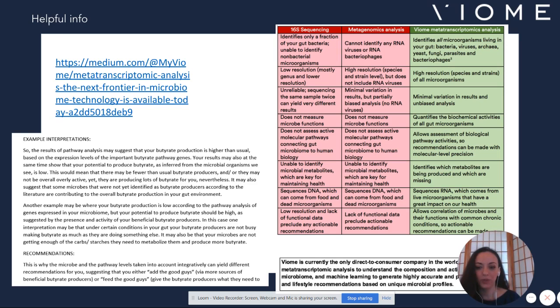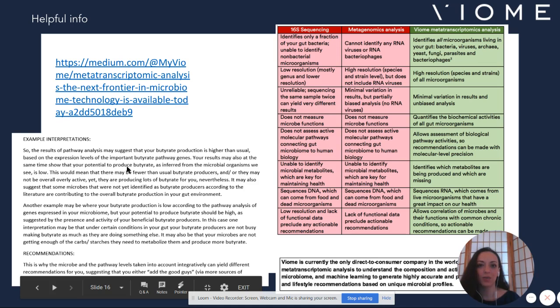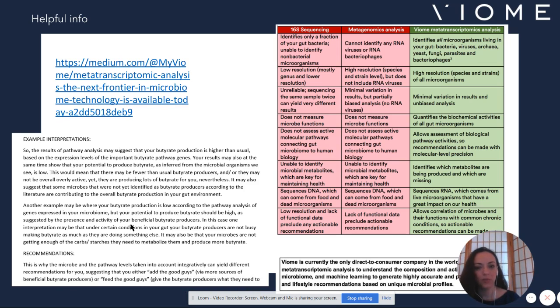So to help you review what I just touched on, some of the example interpretations for butyrate, I put together a little document that you can refer to. The extreme examples are described here: what happens when the potential is low but the pathway activity is high, and vice versa. Everything else is in the middle. If everything is high, then you're doing overall really well. But the more contrasting examples, which I think are the most complex ones for our customers to understand, I've written them out. If you need more help and support with this, please let us know.